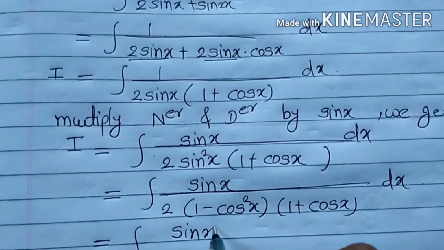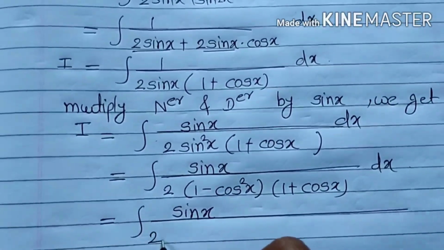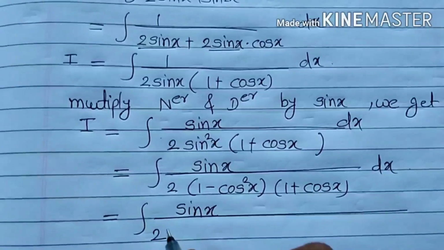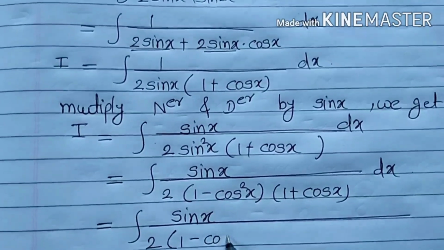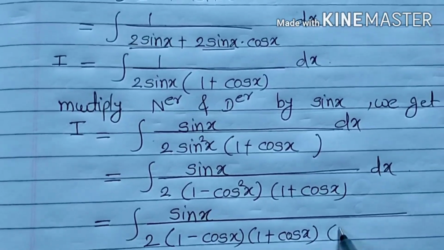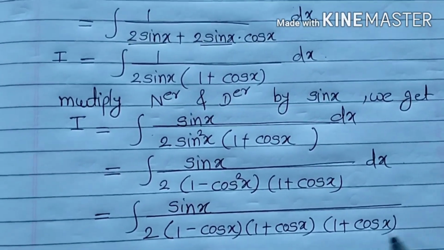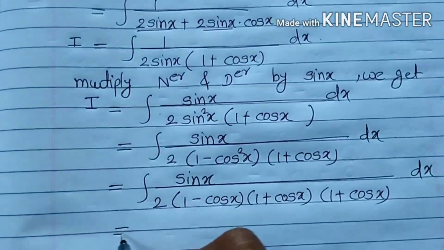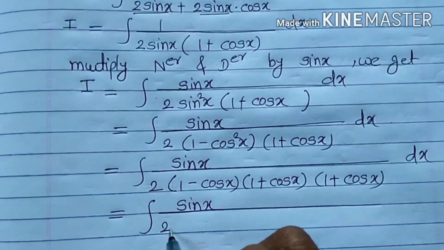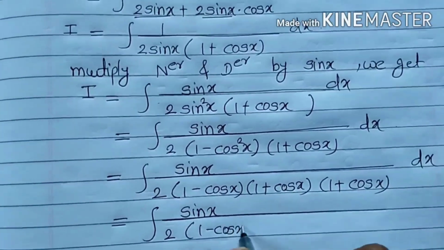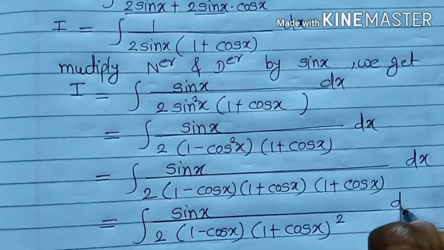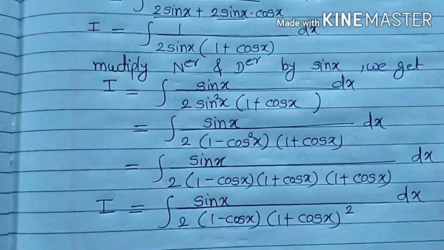Sin x upon 2. We know that a square minus b square is (a minus b)(a plus b). So it is like that, a minus b, a plus b. And here is 1 plus cos x dx. Now it is the integration of sin x upon 2 into (1 minus cos x) into (1 plus cos x) whole square dx. So it is your answer.